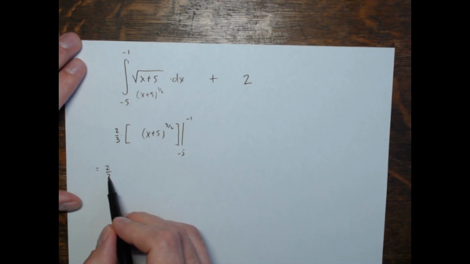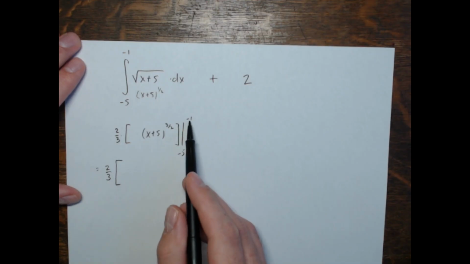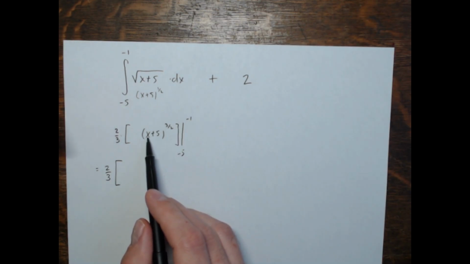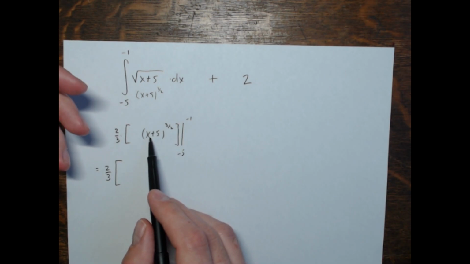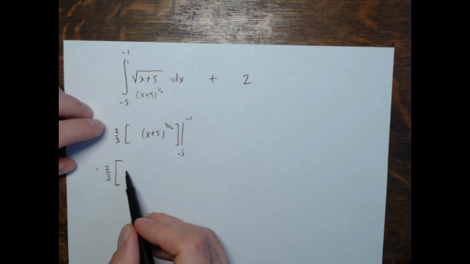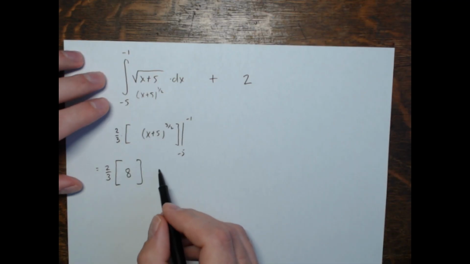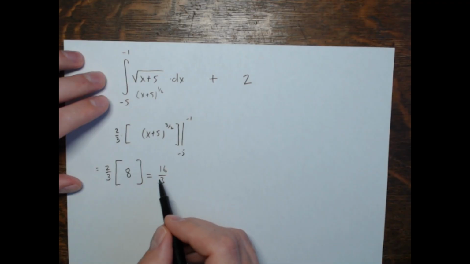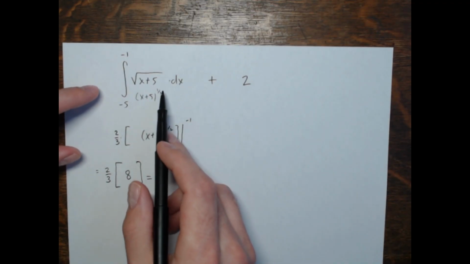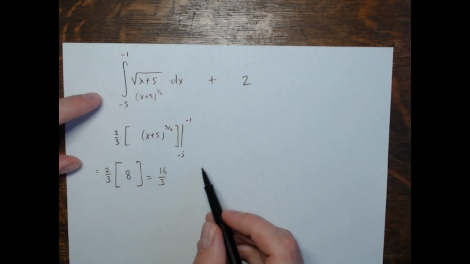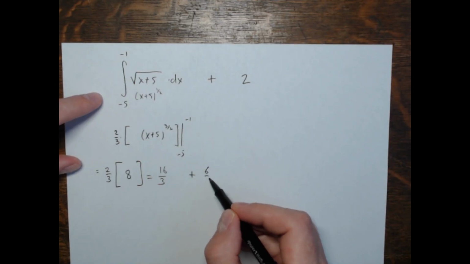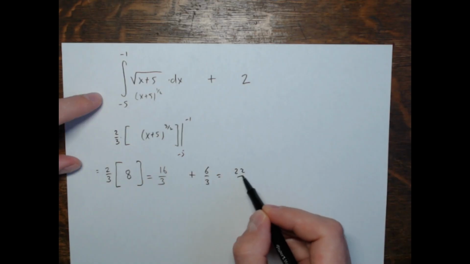So this is 2/3 times, now the value of this at -1, well, -1 plus 5 is 4. 4 to the 3 halves is 8. And then the value of this at -5 is 0. So this is 2/3 times 8. This is 16/3 total for that first area. And then we're adding 2, right, which is 6/3. So total 22/3.